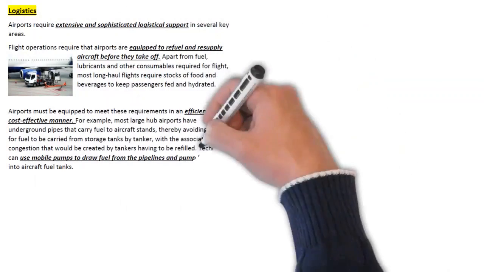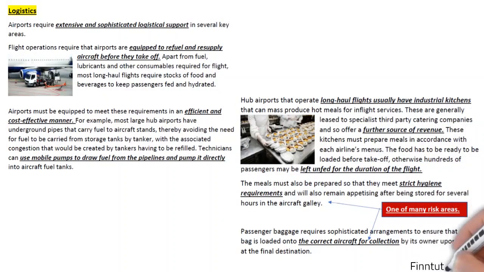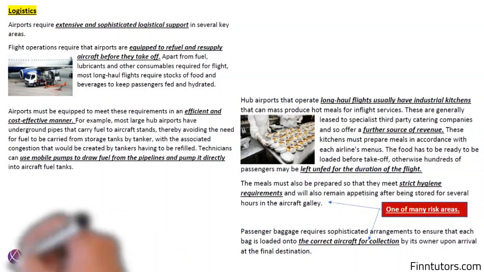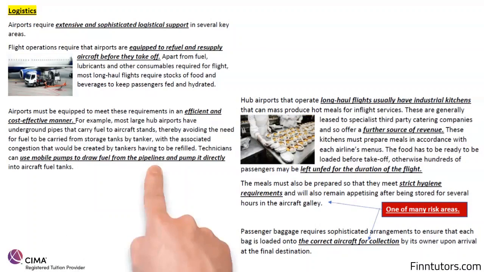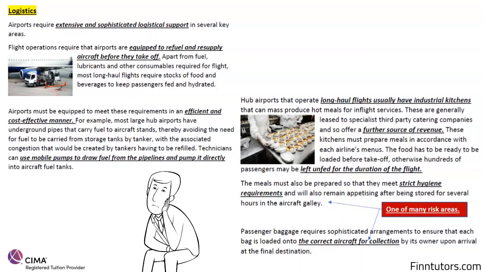Moving on, I'm speaking about logistics, which is also important. Airports require extensive and sophisticated logistical support. Flight operations require that airports are equipped to refuel and resupply aircraft before they take off. We already know that. Apart from fuel, lubricants, and other consumables, most long haul flights require stocks of food and beverages. All of these also need to be transported, right?